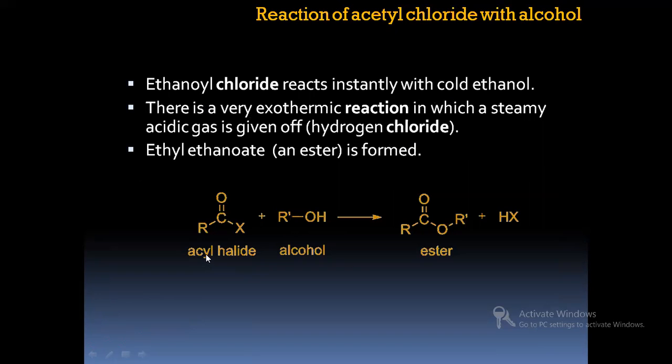As a result of the reaction of acetyl chloride or any acid halides or any acid chlorides with alcohol, we get ethyl ethanoate, which is also referred to as an ester. You should always remember, whenever any acid reacts with alcohol, an ester is always formed as a product.